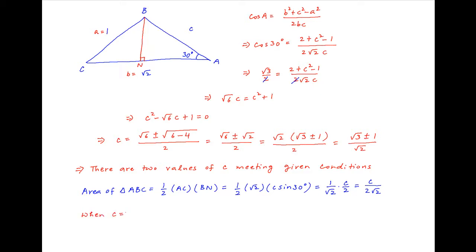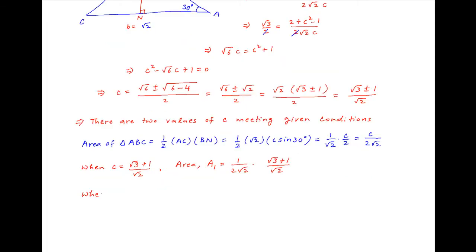Now there are two possible values of C derived earlier. When C is equal to (root 3 plus 1) upon root 2, the area of the triangle A1 is equal to 1 upon 2 root 2 times (root 3 plus 1) upon root 2. And when C is equal to (root 3 minus 1) upon root 2, the area of triangle ABC, A2, is equal to 1 upon 2 root 2 times (root 3 minus 1) upon root 2. Therefore, the ratio of A1 to A2 is equal to (root 3 plus 1) upon (root 3 minus 1).